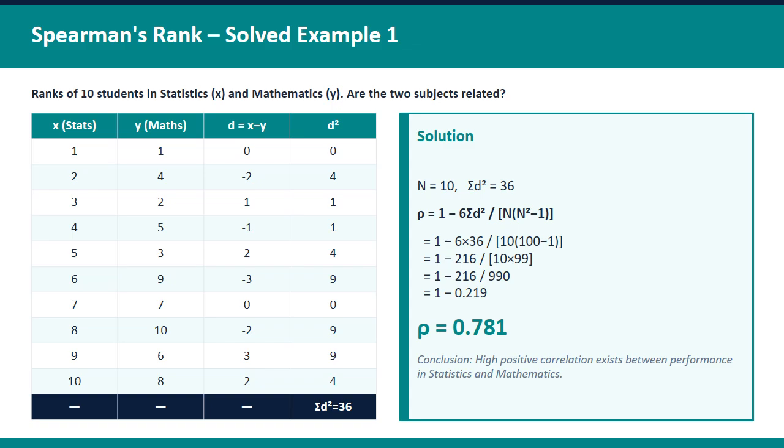Since here no ranks are repeated, we are going to use the formula for non-repetitive ranks. That's what I said: rho is equal to 1 minus 6 summation d square divided by n into n square minus 1. By applying the values, we will be getting 1 minus 0.219, which is equal to 0.781. So from this, we can conclude that this problem has a high positive correlation. That is, there exists a high positive correlation between the performance in statistics and mathematics.